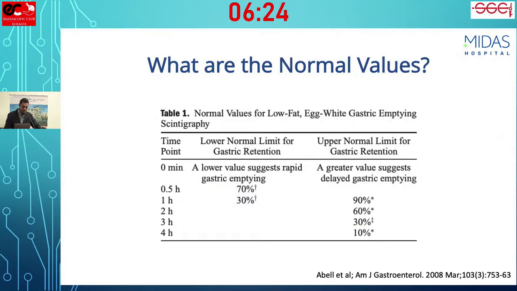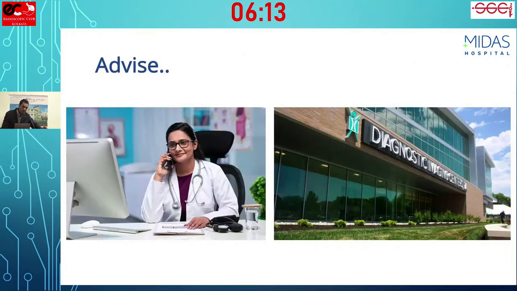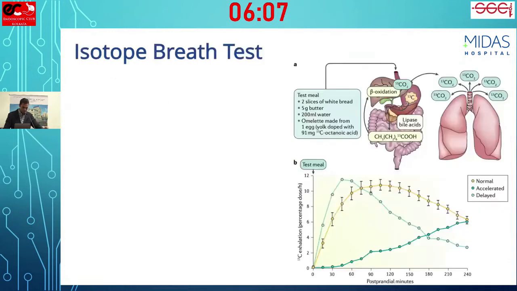If you look at the values, the upper limit of normal retention is 30% at 3 hours and 10% at 4 hours. If there's more remaining, that's suggestive of gastroparesis. So my advice is to call your diagnostic center and check exactly how they're doing it before you start doing these procedures based on their reports.